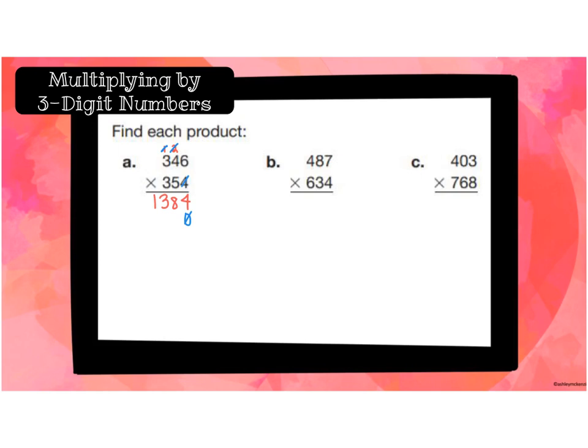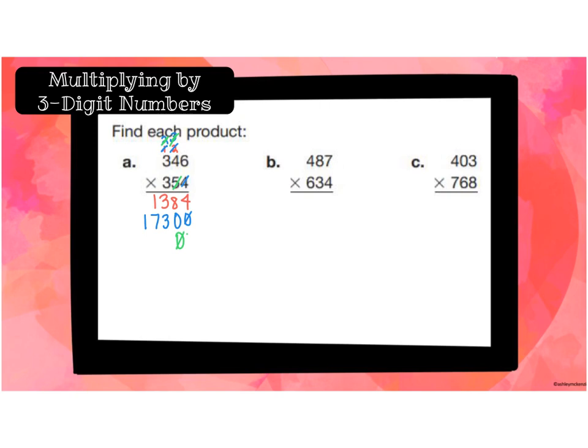Now I can start with my 5, and I'm going to take it to the 6, the 4, and then the 3. So 5 times 6 is 30. Carry my 3. 5 times 4 is 20, plus 3 is 23. Carry my 2. And 5 times 3 is 15, plus 2 is 17. Okay, get rid of those.